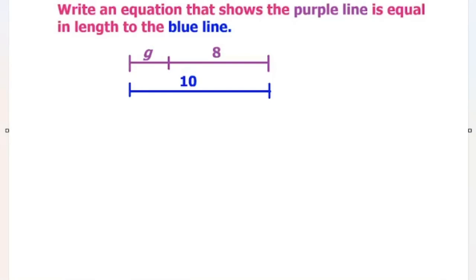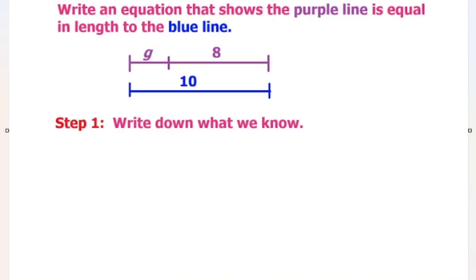In this video, we're going to write an expression that represents a diagram. So if we have a problem like this that says write an equation that shows the purple line is equal in length to the blue line. So here's the purple line and here's the blue line. We know they're equal, they're exact same size, so we need to find an equation that represents that.